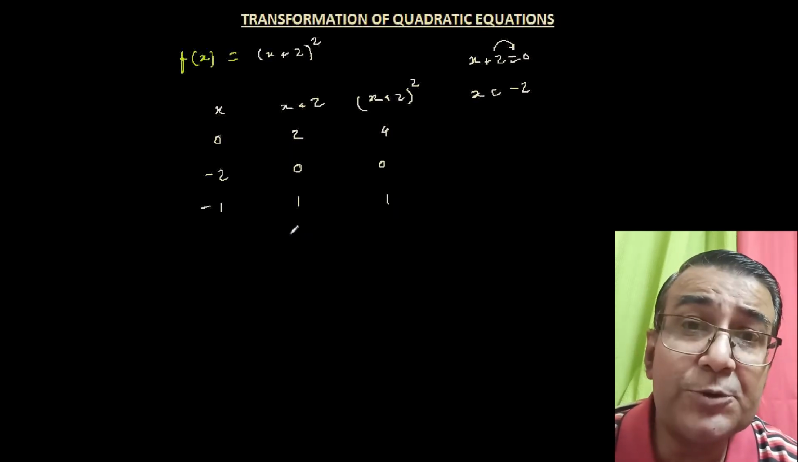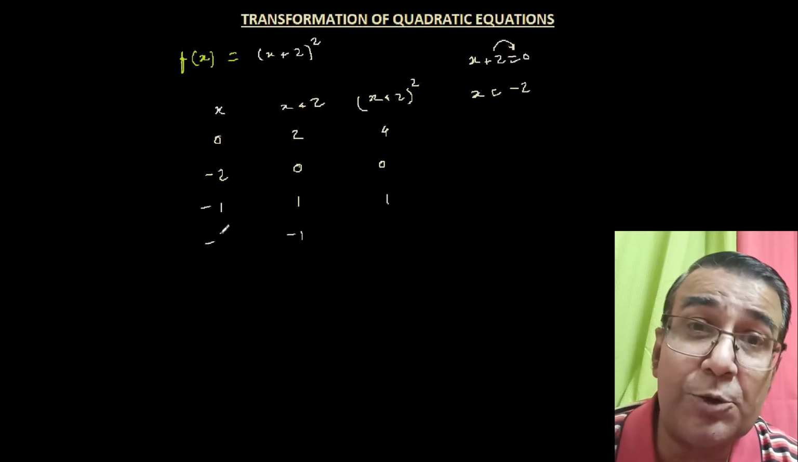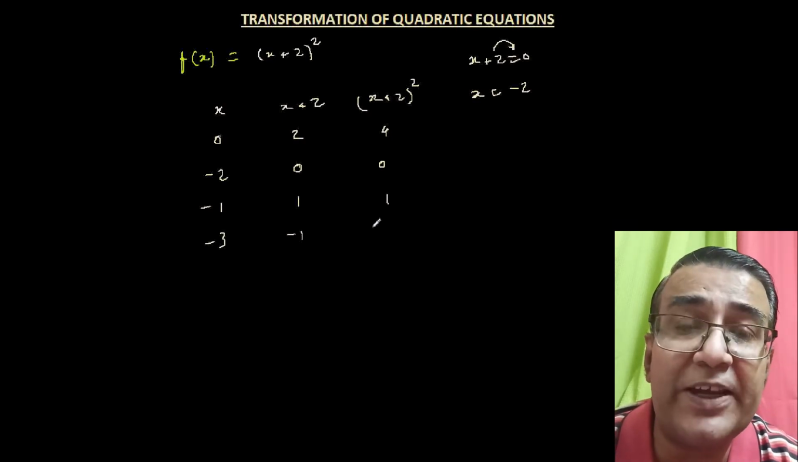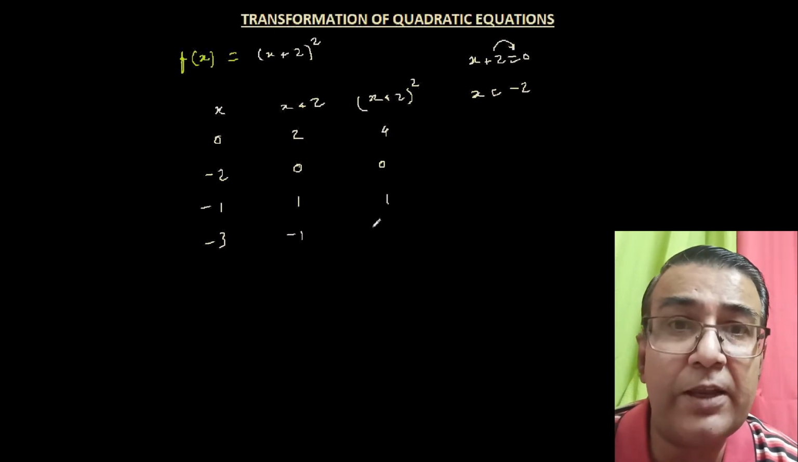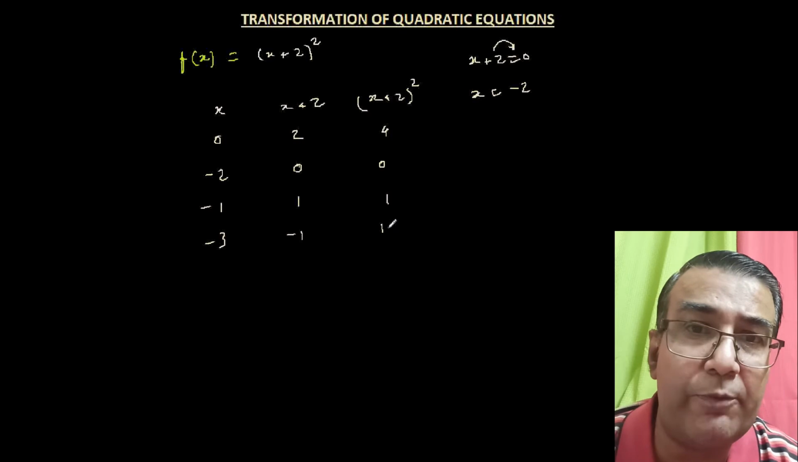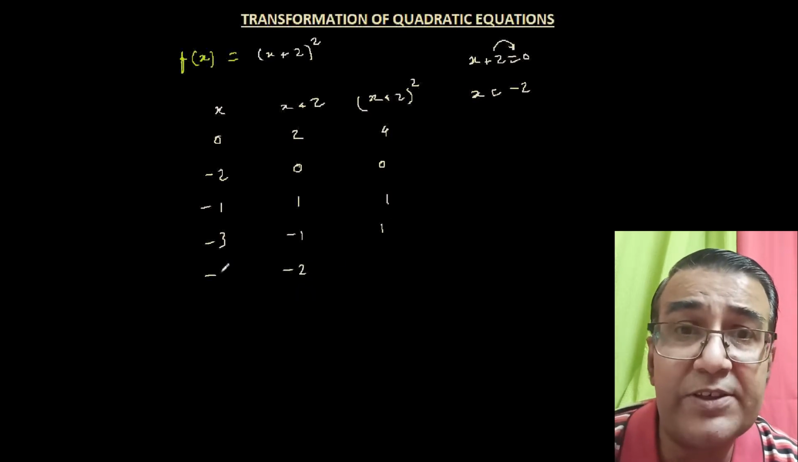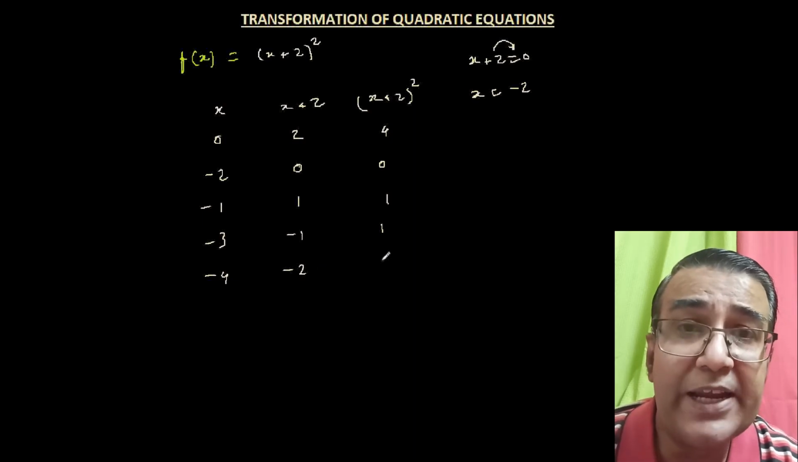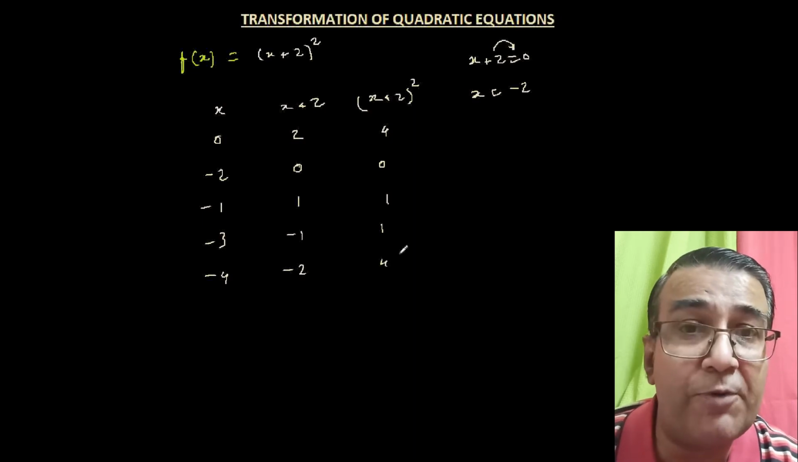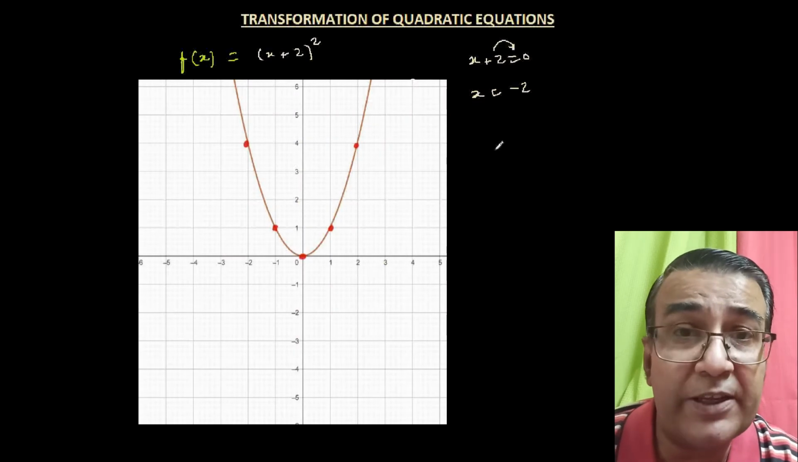If we take x plus 2 as negative 1, then obviously for the value of x, we subtract 2 more from that, so we get the value of x as negative 3. So negative 3 plus 2 gives me negative 1, and the square of negative 1 gives me 1. And if we want to take x plus 2 as negative 2, then again we subtract 2 to get the value of x, which is negative 4, and negative 4 plus 2 gives me negative 2, and the square of that gives me 4. And the graph of this quadratic function would then look something like this.